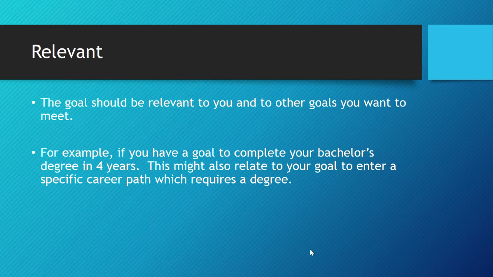Relevant. The goal should be relevant to you and also the other goals that you want to meet in your life. If you have the goal to complete your bachelor's degree in 4 years, that might also relate to the fact that you plan on entering, in 4 years, a career path that requires that you have a bachelor's degree. So as you set your goals, you need to think of them as, are they helping you along the path of achieving other future goals that are also related to this goal?